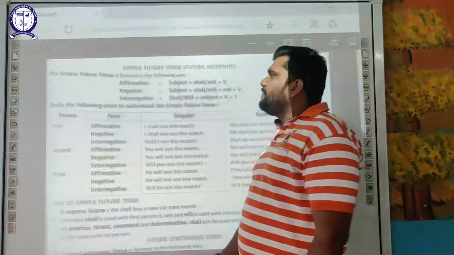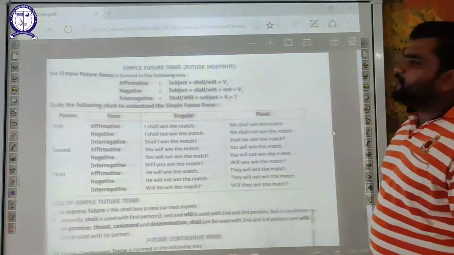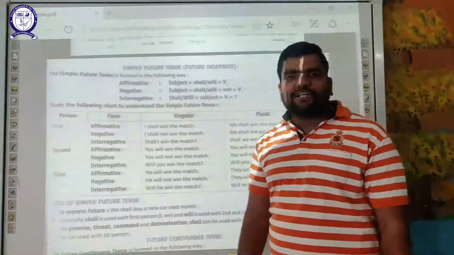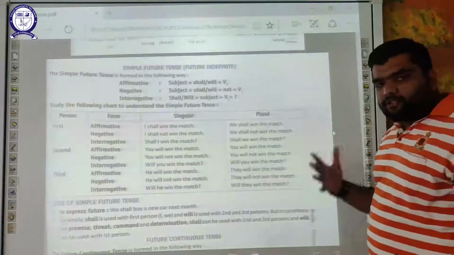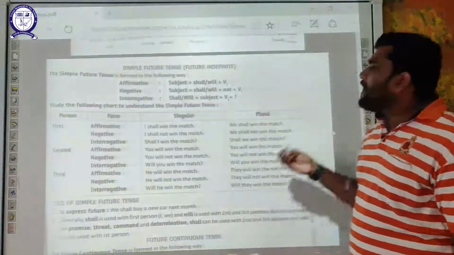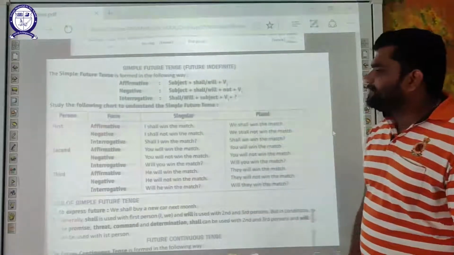Moving on to simple future tense. What is simple future tense? Simple future tense is formed in the following way: subject plus will/shall plus first form of verb. Negative: subject plus will/shall plus not plus first form of verb. Interrogative: will/shall plus subject plus first form of verb.